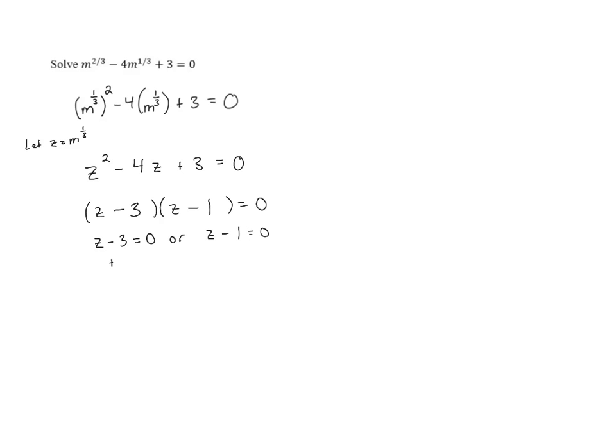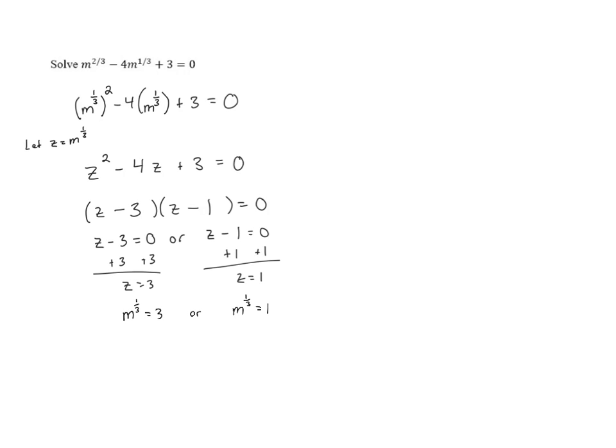And then we can get z alone. If we add 3 to both sides, that gives us z equals 3. And over here, if we add 1 to both sides, that gives us z equals 1. But we don't want a final answer for z, we want a final answer for m, because the original equation involved m's. So wherever we see a z, we're going to replace that with m to the 1/3. So this becomes m to the 1/3 equals 3, or m to the 1/3 equals 1.